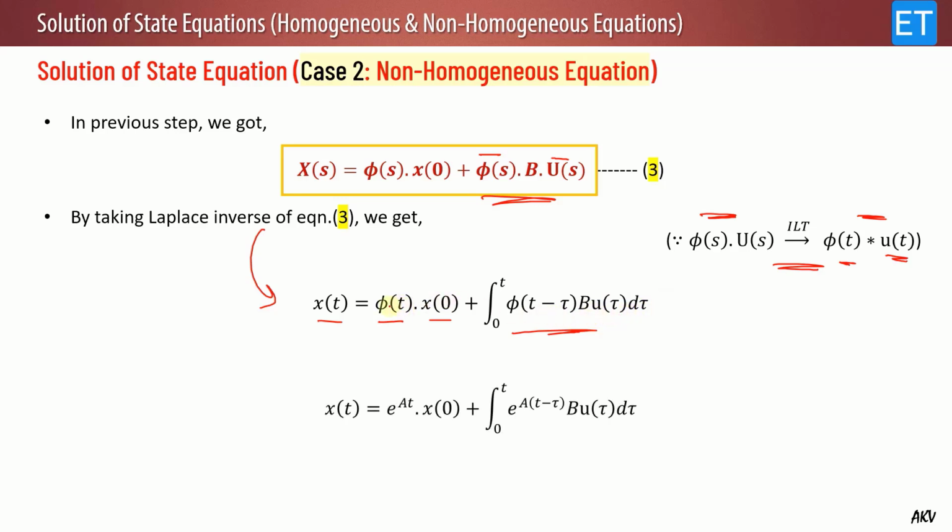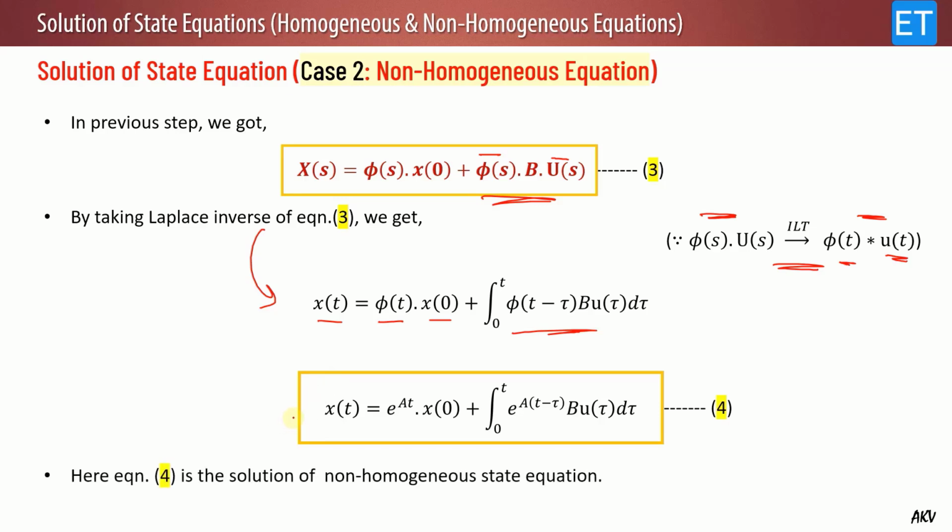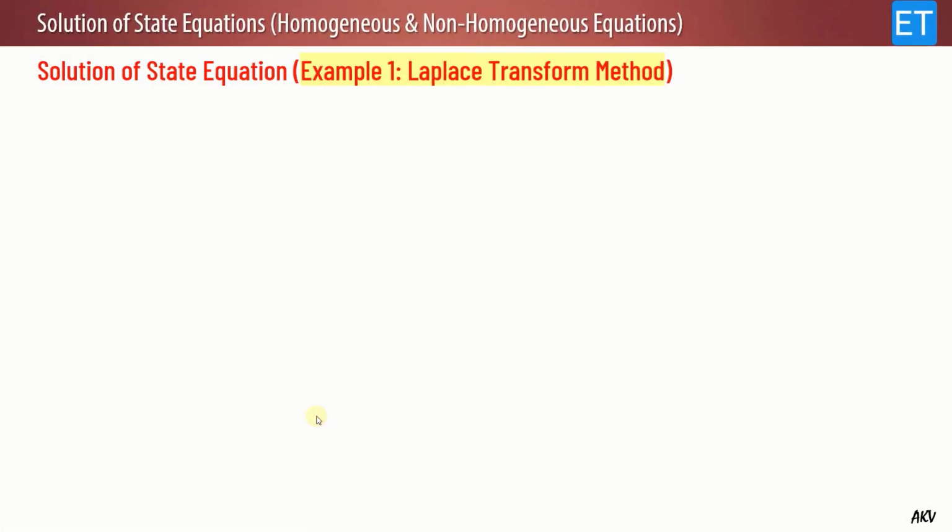And we know that phi(t) is e to the power At, which we have already derived. So this is the complete output expression, or you can say the solution of equation 1, that was your non-homogeneous matrix differential equation. In this way you can get the value of x(t). Once x(t) is known, you can substitute this x(t) into the y equation and you will get the corresponding output.